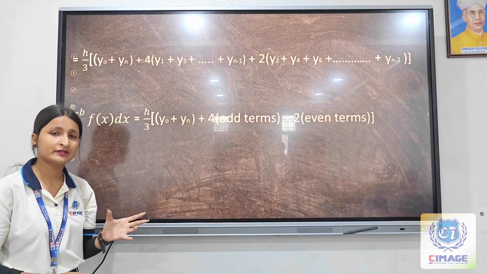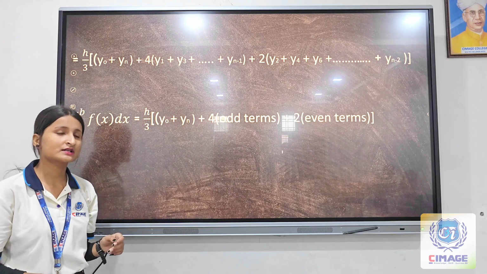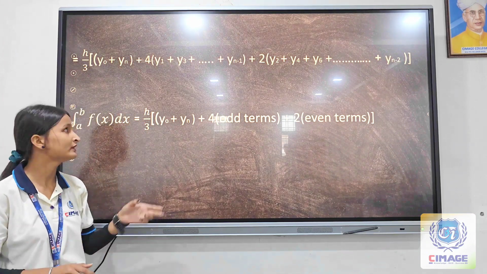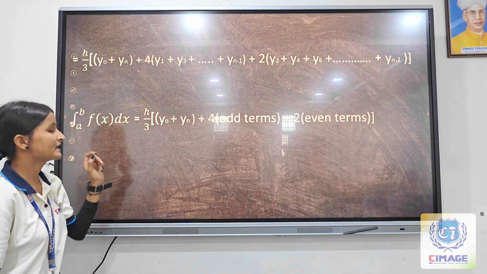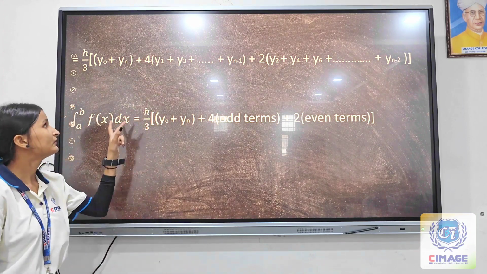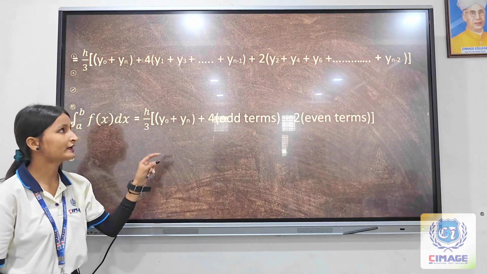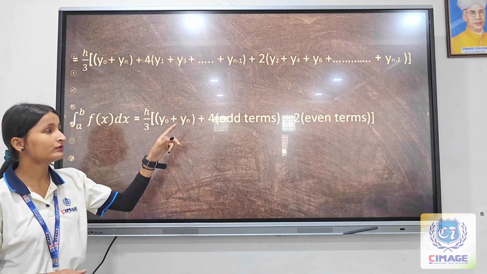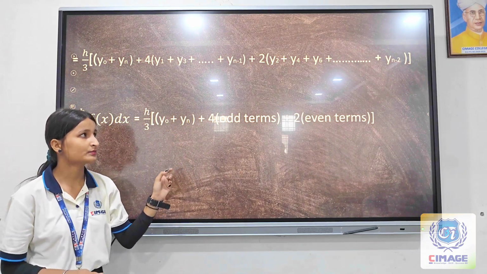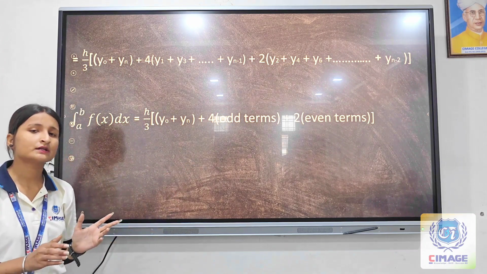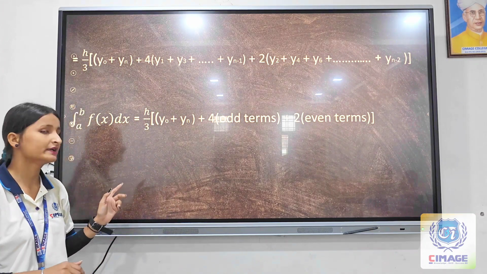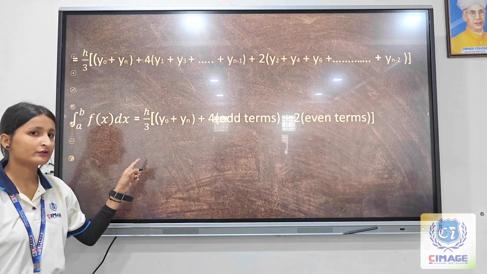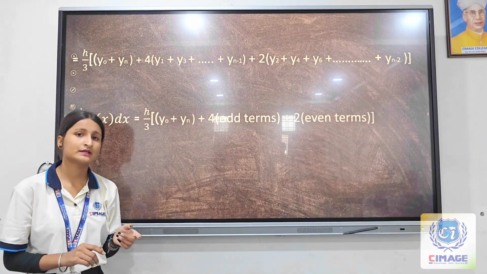Here we take h by 3 as common and write the first and last terms separately, and all the terms which have 4 as a coefficient we write together. That is, we can write it as h by 3 times y0 plus yn plus 4 times y1 plus y3 plus dot dot yn minus 1, and the remaining terms which have 2 as a coefficient we write as 2 times y2 plus y4 plus y6 plus dot dot yn minus 2. So we get the formula of Simpson's one-third rule: the integral of f(x) dx from lower limit a to upper limit b is h by 3 times y0 plus yn plus 4 times the odd terms plus 2 times the even terms.